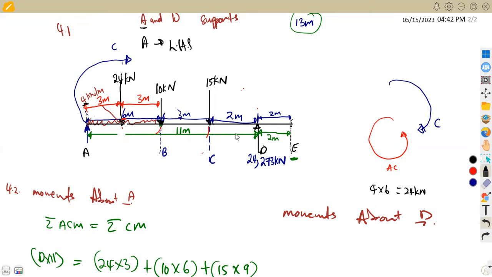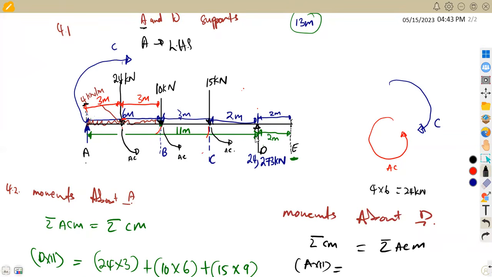But if we consider the other forces, we have this 15 kilonewton back to D, that is anti-clockwise. Also 10, this is anti-clockwise. 24, this is also anti-clockwise. Meaning we are going to have only one clockwise from A to D. So the sum of the clockwise moments should be equal to the sum of the anti-clockwise moments. That's your clockwise: force times distance between A and D, we've got 11 meters there. So it's going to be A times 11 equal to the anti-clockwise.